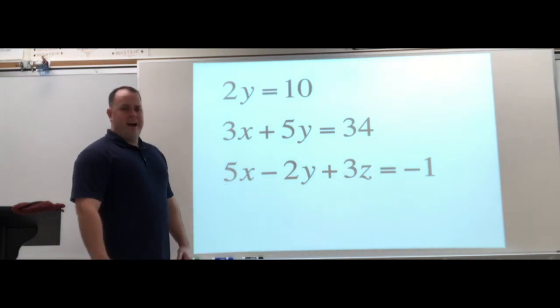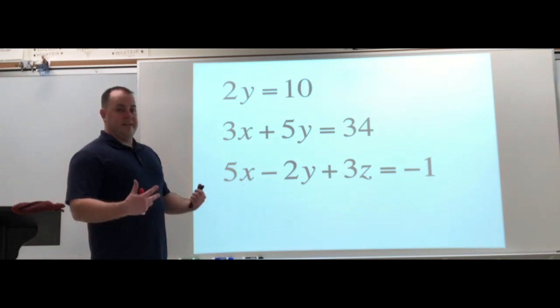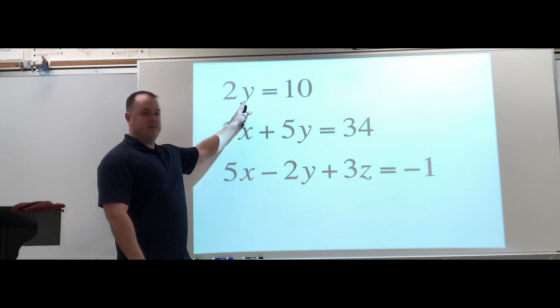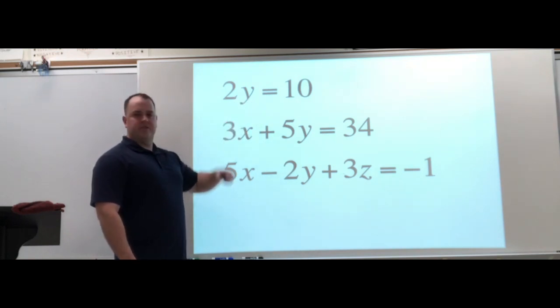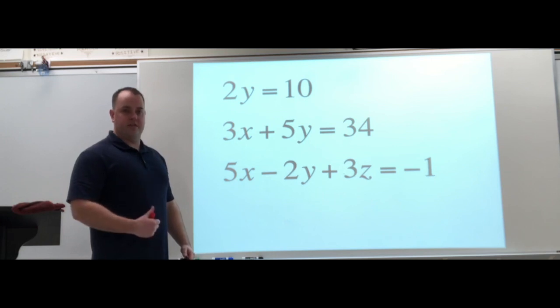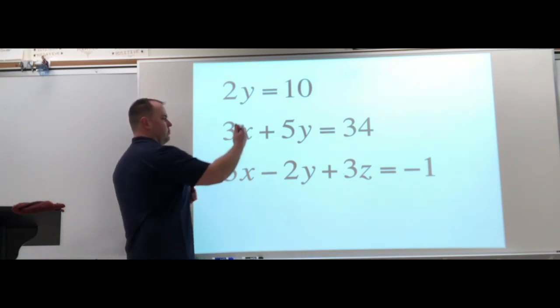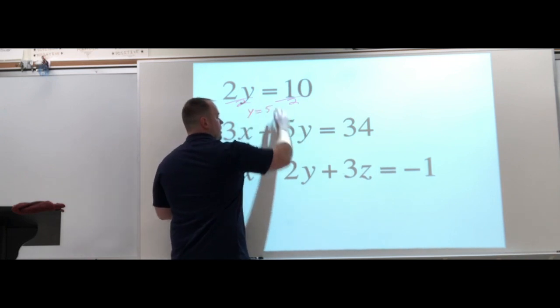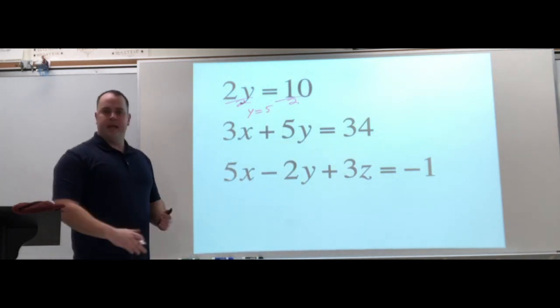For this one, I'm looking at the smallest equation. I can see I can get one variable by itself. It's not always going to happen that way, but when it does, take it. 2y equals 10. You can solve for y right now. We need to solve for three variables, x, y, and z. So if you can get one of those variables right away, y equals 5, take it.